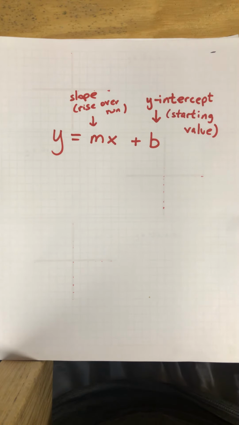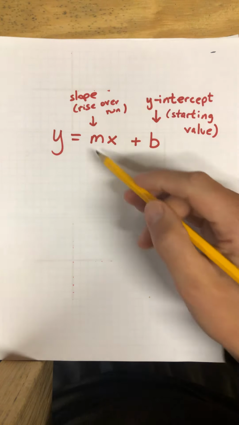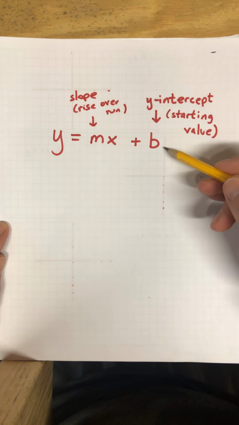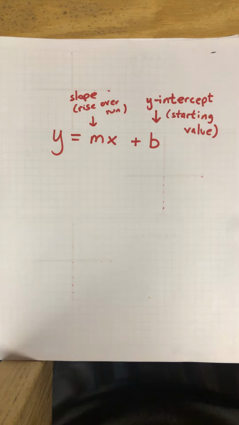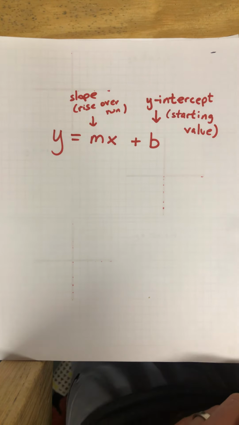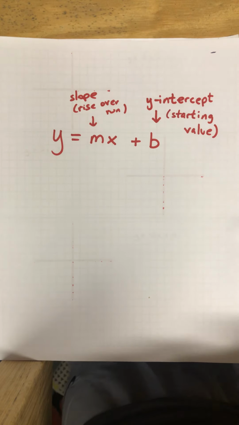All right, today what we're going to look at is how do you make a graph out of an equation that is in slope-intercept form. Slope-intercept form is the equation we've been working with, y equals mx plus b, where m, the number in front of x, is your slope, and b, the number by itself with no variable, is the y-intercept or the starting value.